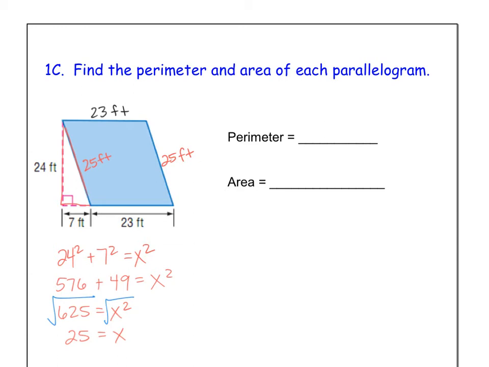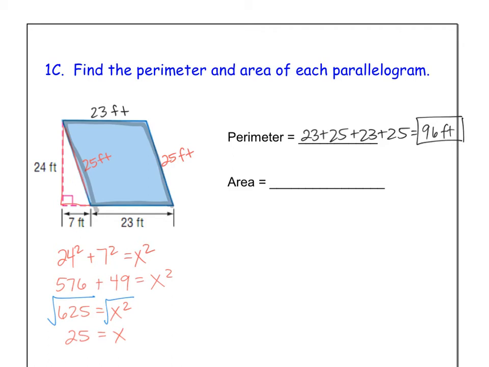So remember, perimeter, let me outline it. It's going to be 23 plus 25 plus 23 plus 25. Only the distance around the blue shaded figure. So 23 plus 25 plus 23 plus 25. And if we add all of that together, we get 96, and 96 would be labeled with feet, the distance around.